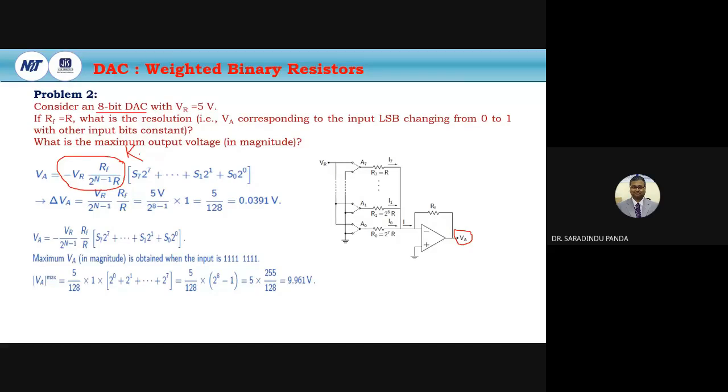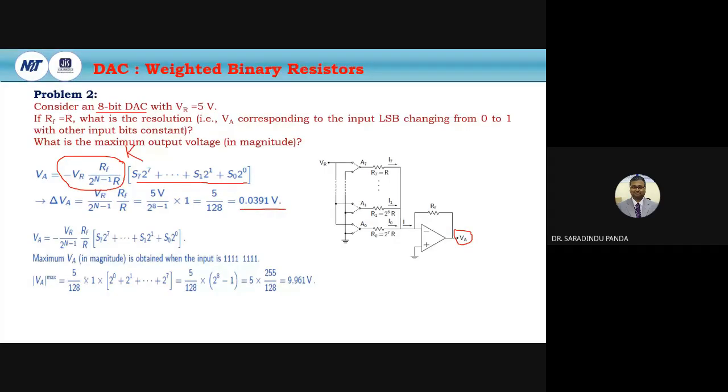So the capital K is nothing but a resolution: minus VR RF by 2 to the power of n minus 1 into R for the DAC, and this is the weighted output. So that is S7 2 to the power of 7, S1 2 to the power of 1, S0 2 to the power of 0. So in between, depending upon the value of S1 to S0, we will get this. Now this is called the delta VA or the capital K. We will get the value of this.